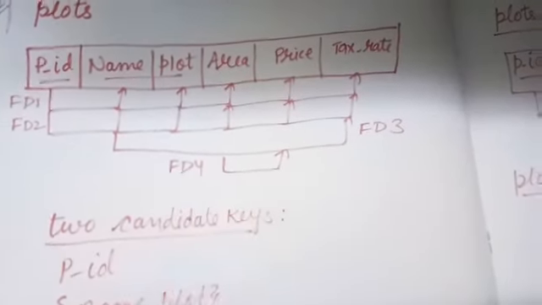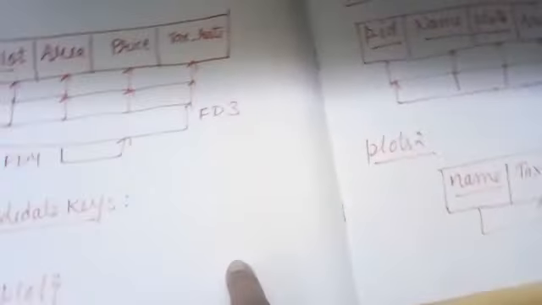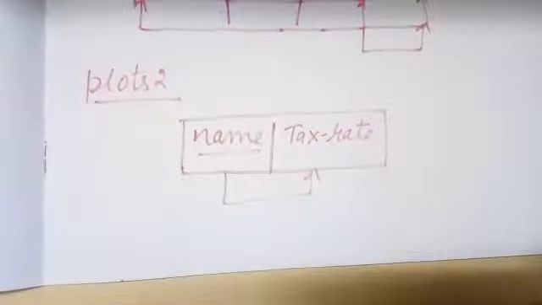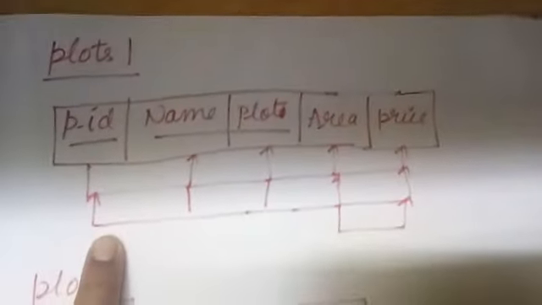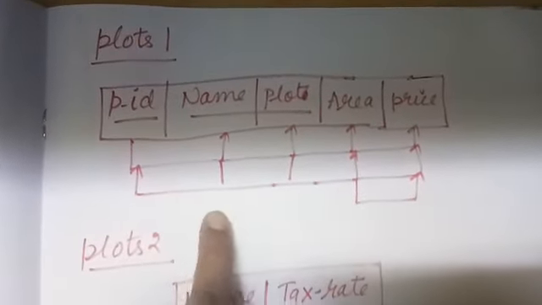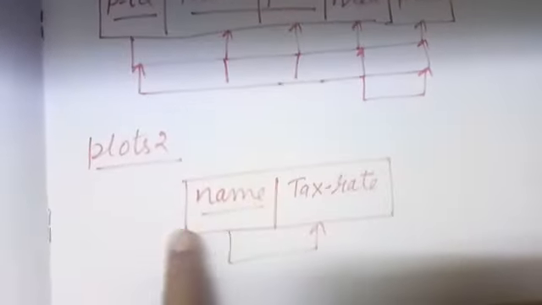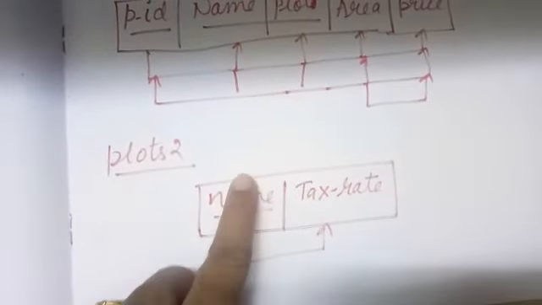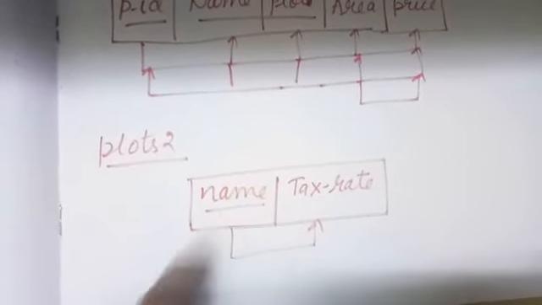So what we will do, we decompose the relation to normalize plots into 2NF. We decompose it into two relations, plots 1 and plots 2. We construct plots 1 by removing the attribute tax rate that violates 2NF from plots, and this is plots 2, tax rate dependent on name, right?